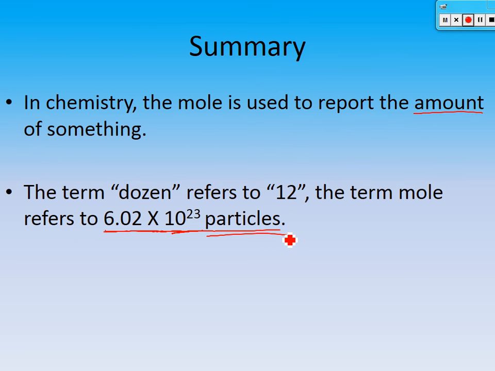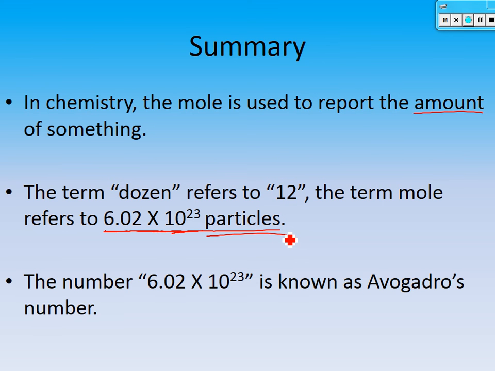Okay, particle is a generic term. It can mean atoms, molecules, compounds, ions. It can mean a lot of different things in science. So just realize that. Okay, and then finally, this number, 6.02 times 10 to the 23rd, it's the most famous number in chemistry. And what's it called? Avogadro's number. Avogadro was the Italian scientist who figured out there was 6.02 times 10 to the 23rd particles in 1 mole. Guys, that's chapter 7. Hopefully that makes sense, and hopefully this has helped you.